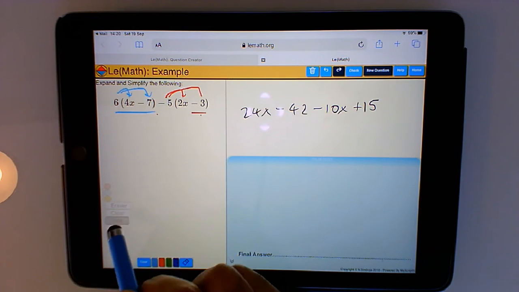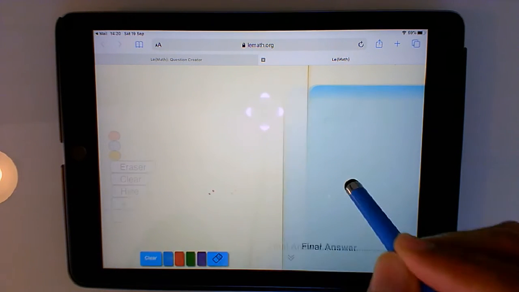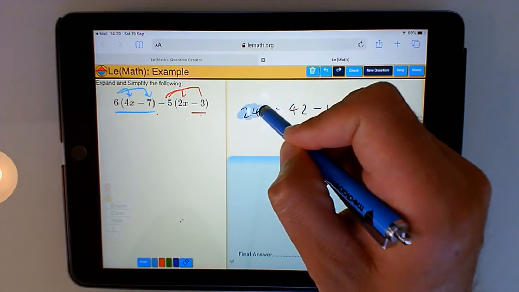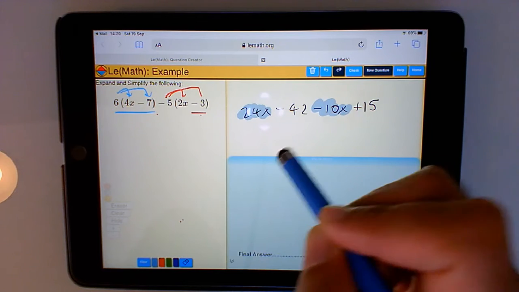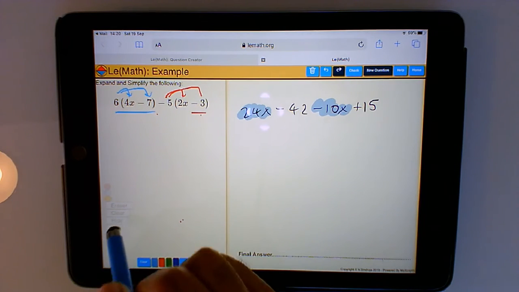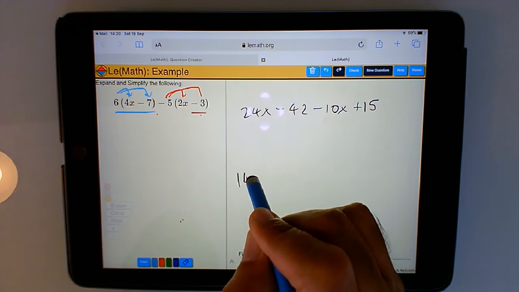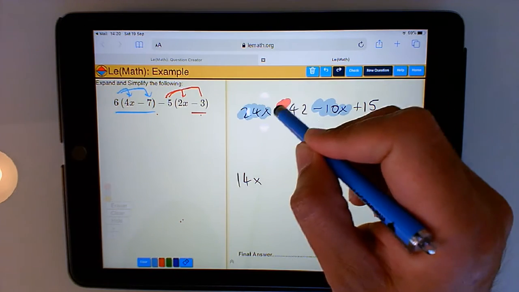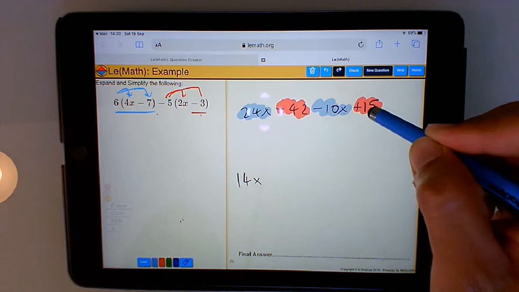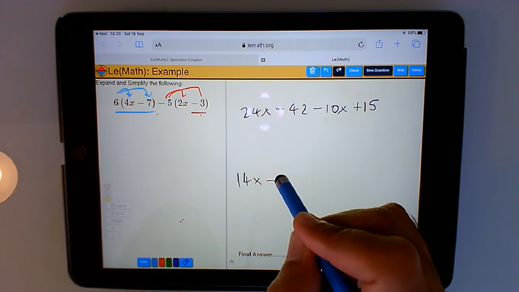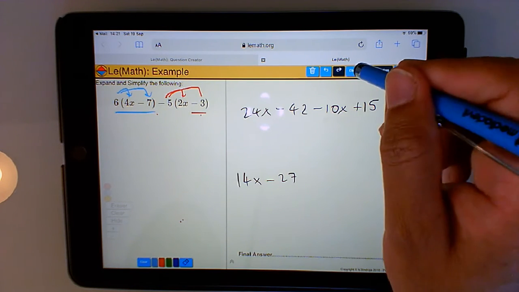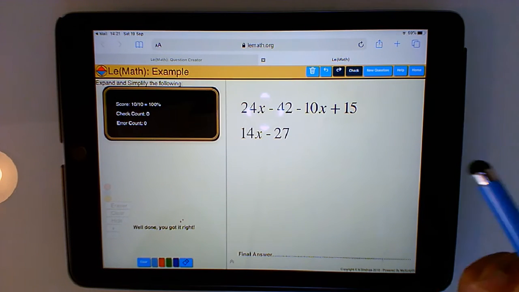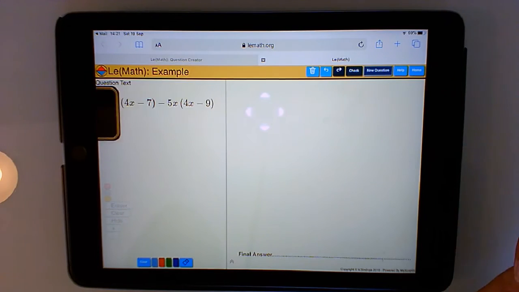So remember, two minuses make a plus, so it would be plus 15. Okay, so now we need to collect together the like terms. So we've got a 24x, take away a 10x, so that's going to be 14x. Then we have a minus 42, add 15, so how much is that? That's going to be minus 27. Okay, so let's check that. There's our conversion, that's done correctly, let's check it. And we got it right. Okay, let's look at another one.